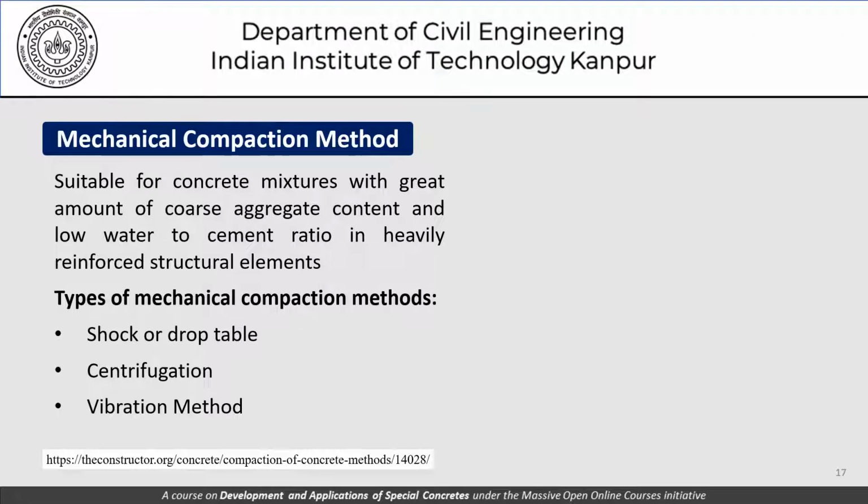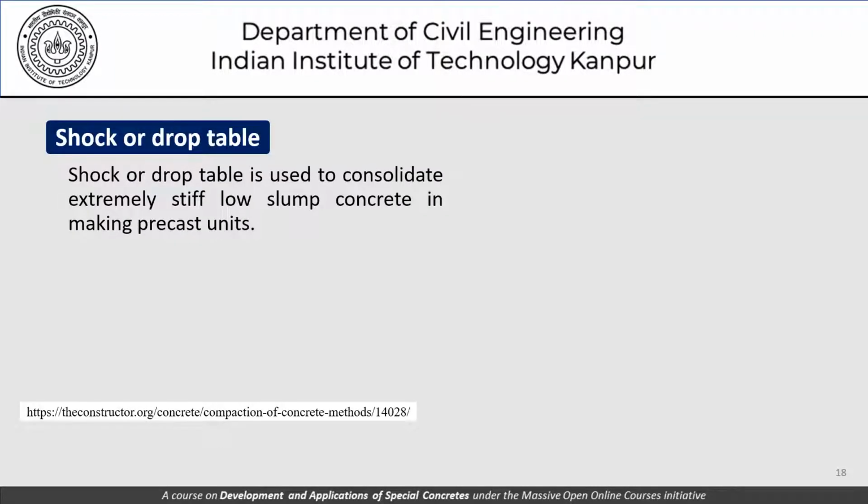Moving on to the details of the mechanical vibration systems. The first is the shock or drop table. This is used to consolidate extremely stiff, low slump concretes in making precast units. Please remember that when we are talking of precast units, we are talking of manufacturing these units in a factory where we can have very heavy equipment installed.